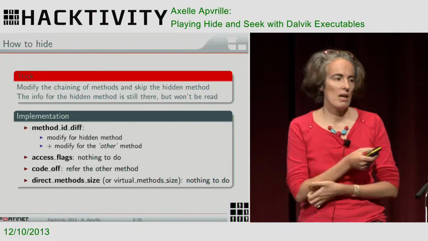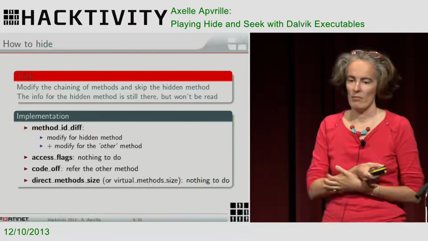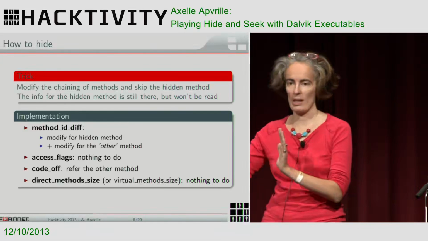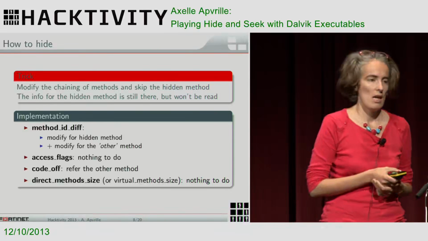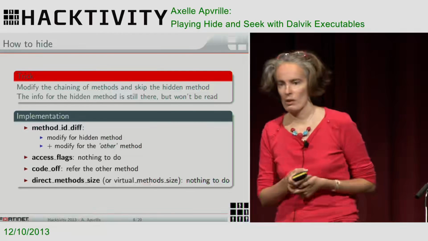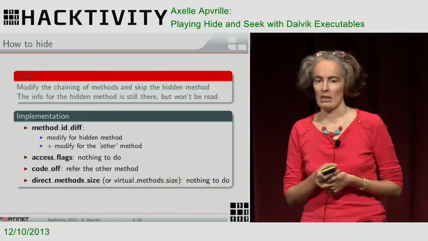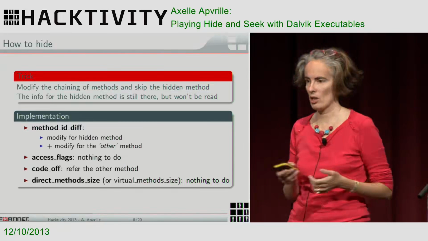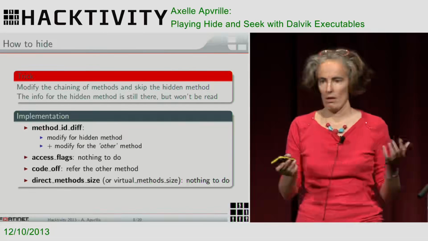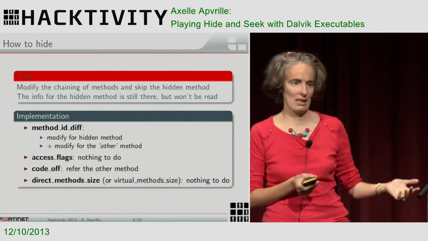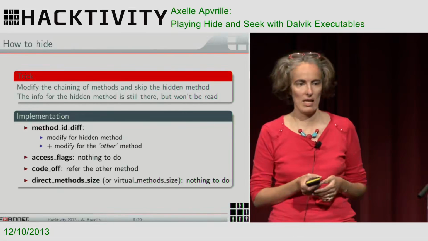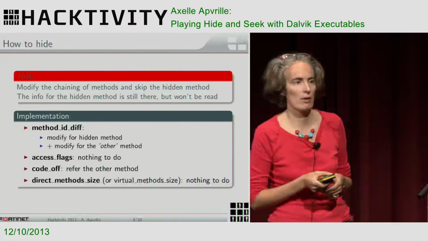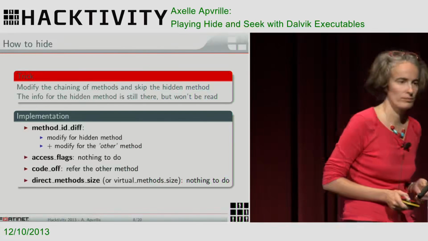We also modify the method idx of the next one, so that the next one will increment correctly to the corresponding method. And then we also have to reference twice the code offset of either the previous method or the next method. And the other fields, you can just leave them untouched. You have nothing to do about it. You can leave the same access flag. You can leave the same sizes for the direct methods or virtual methods array. It works.